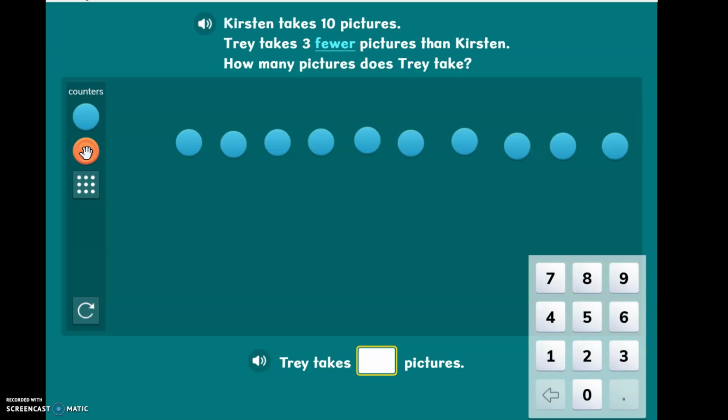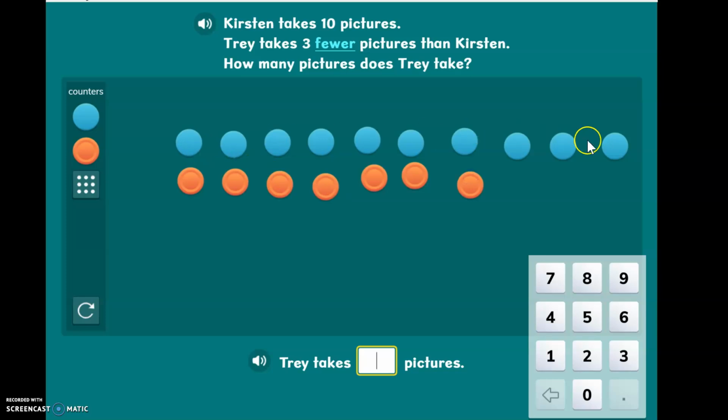Okay, now I'm going to do counters for Trey. So 3 fewer pictures. Okay, so we're gonna do 3 fewer. I'm gonna just match them up below until I have 3 more at the top than I do, 3 more blue than orange. And some of you probably have the answer ready and you're like, come on, Mrs. Kerr, I know it. Which, that's a good thing.